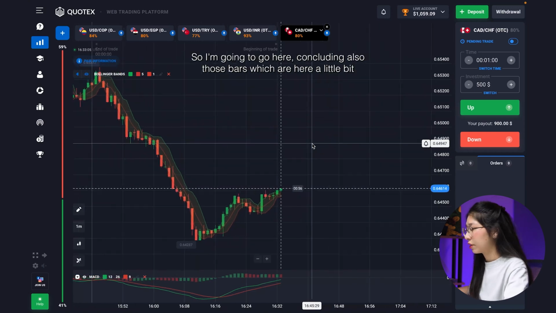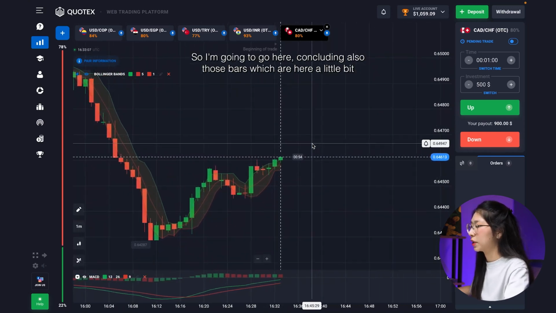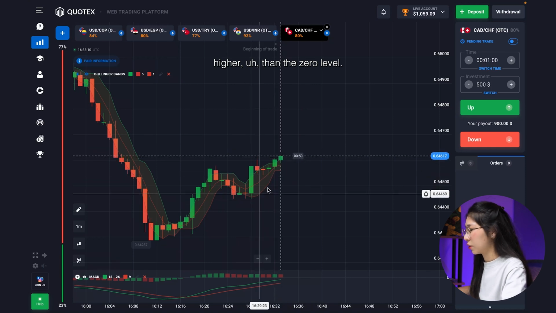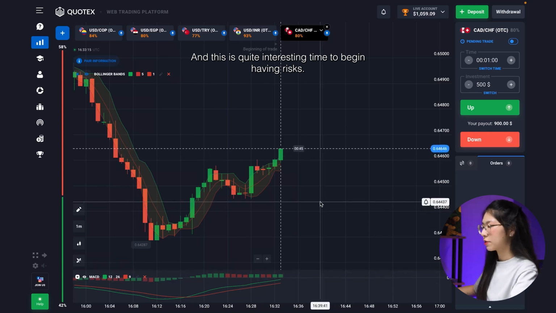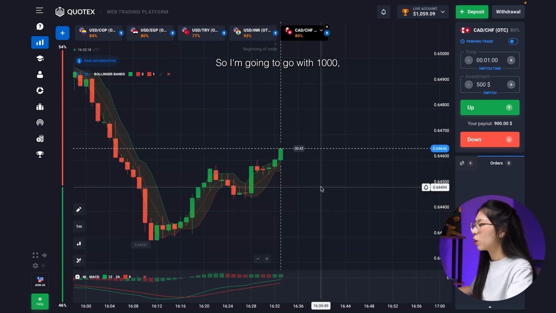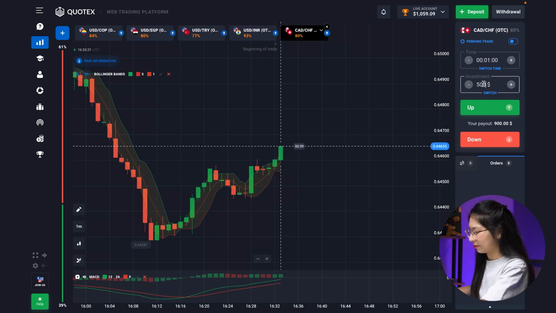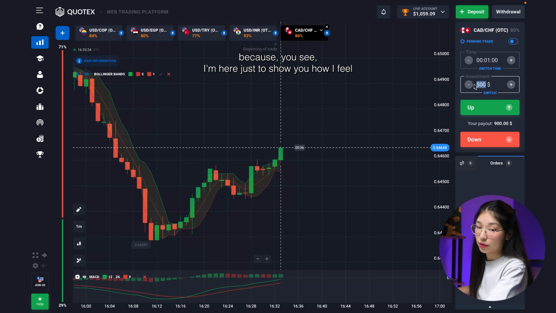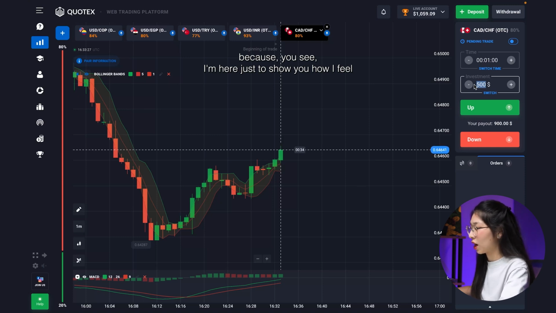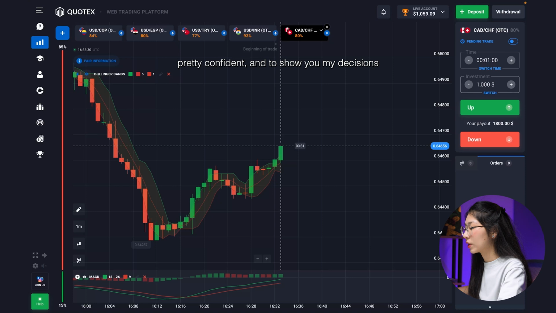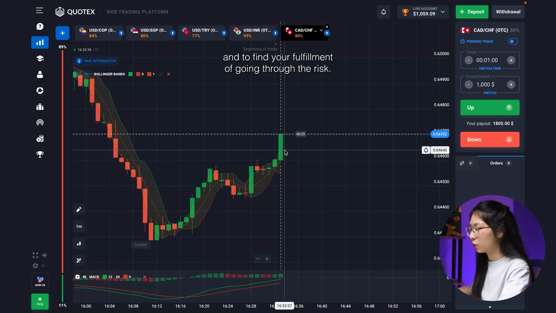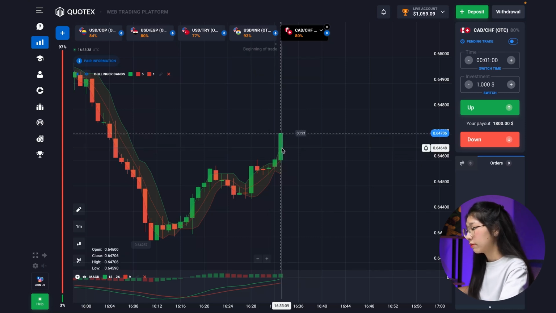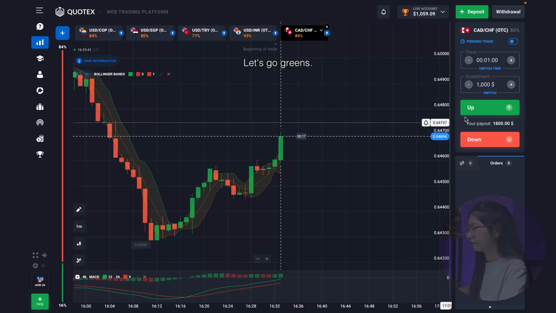So I'm going to go here, concluding also those bars which are a little bit higher than the zero level. Who knows? I'm going to do my best. And this is quite an interesting time to begin taking risks. I'm going to go with $1,000. Because you see, I'm here just to show you how I feel pretty confident and to show my decisions and to find your fulfillment of going through the risk. So let's go with the greens. Let's try.